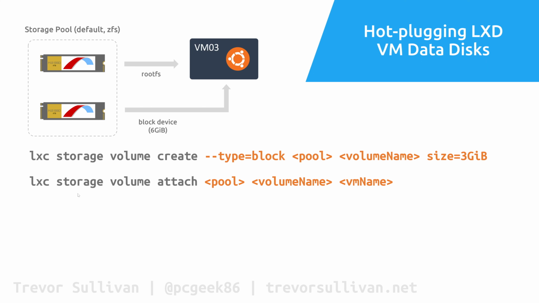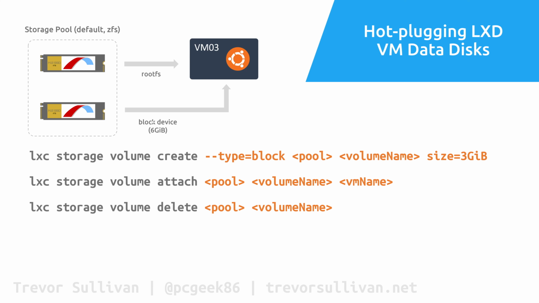So in order to attach the block device to a VM in LXD, we just use lxc storage volume and then attach, specify the pool that the data disk belongs to. So again, that would be default here. Specify the name that we gave to that custom data disk. And then finally, we specify the virtual machine's name that we want to attach it to. Also, there's an optional setting that you can add on at the end of this command, where you can specify the actual device name that will be exposed to the virtual machine, but that's not a required argument to the attach command here.